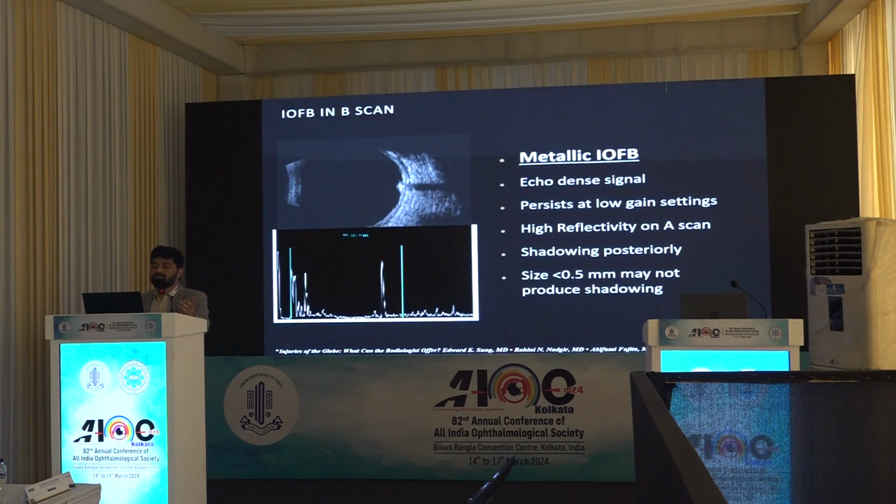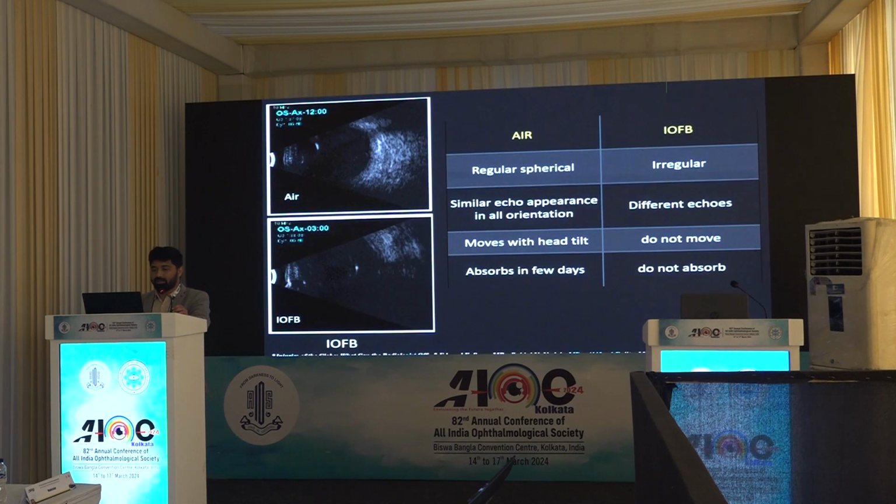So B scan signs of foreign body, you're all aware: echo dense signal corresponding to the foreign body, the way you can see here. It persists at low gain, with high reflectivity on A scan and shadowing posteriorly. A size less than 0.5 millimeter may not produce shadowing.